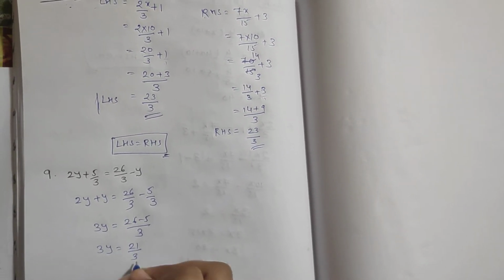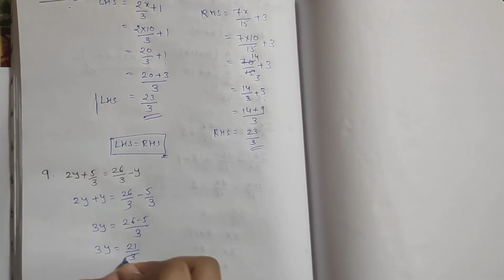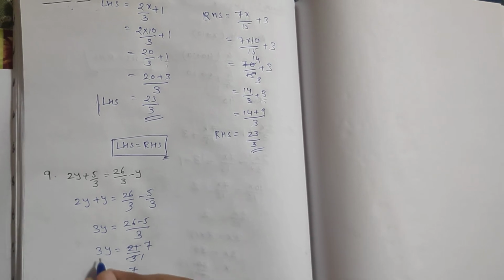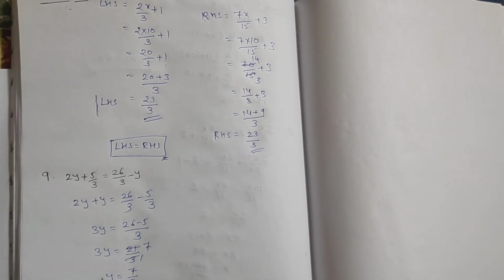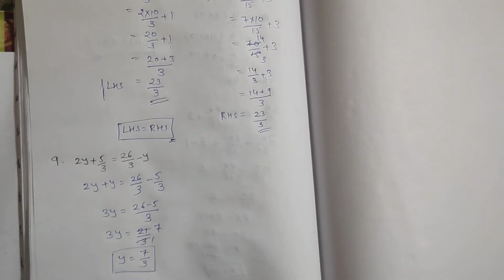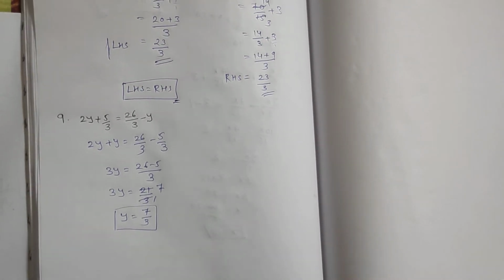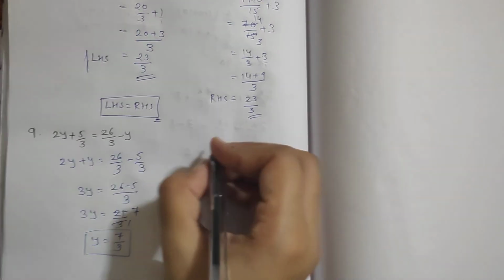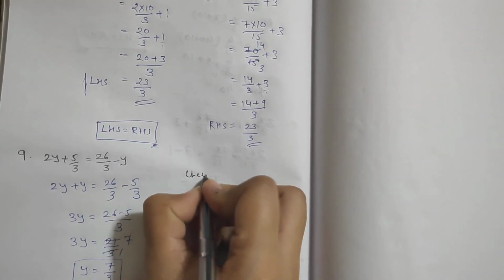Okay, so we can cancel it. 3 1s are 3, 3 7s are 21. So what is y? This 7 as it is, this 3 will go and divide here. So y is equal to 7 upon 3. So this is our solution. Now we have to check the result. Okay, so let us check it here.